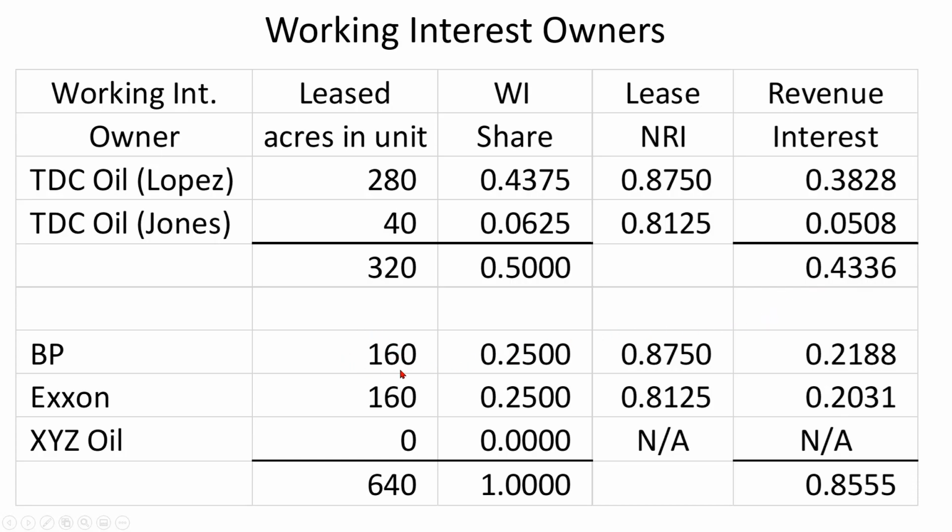BP has a lease of 160 acres in the unit. So 160 divided by 640 is 0.25. So that's their working interest. They have the net revenue on the lease because they gave a 1/8 royalty. So they get 0.2188 of the revenue of the well. Exxon's the same. XYZ Oil Company leased the property to the north. They get nothing because they're not in the well.